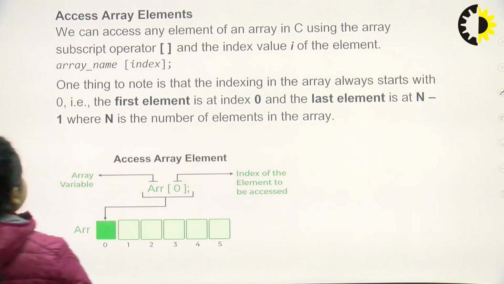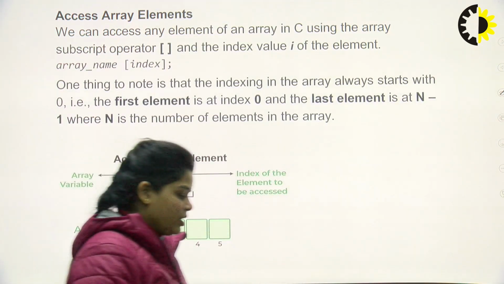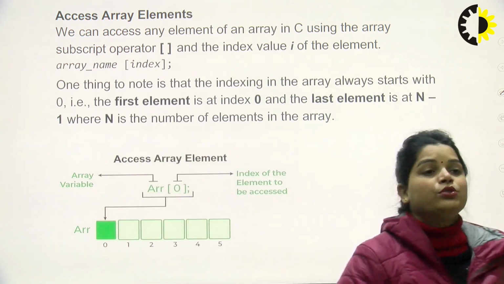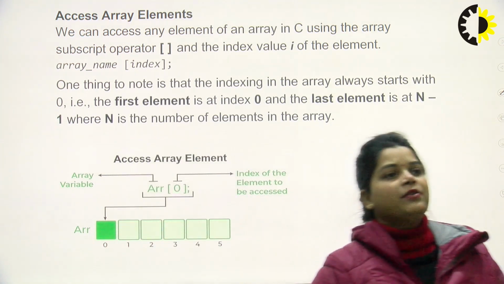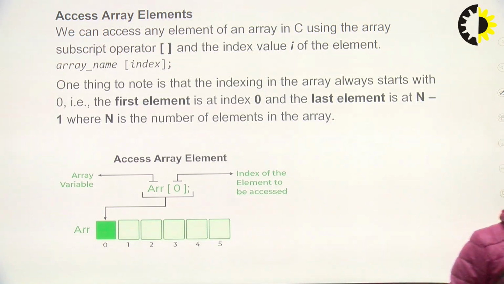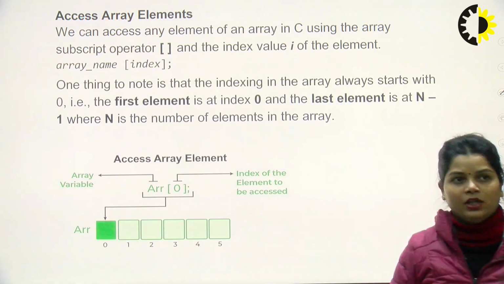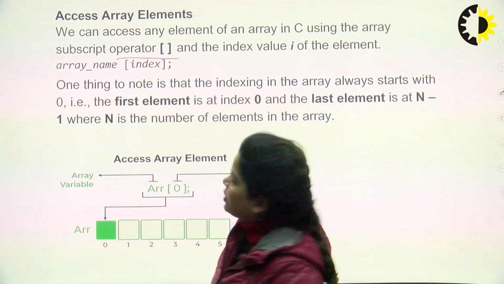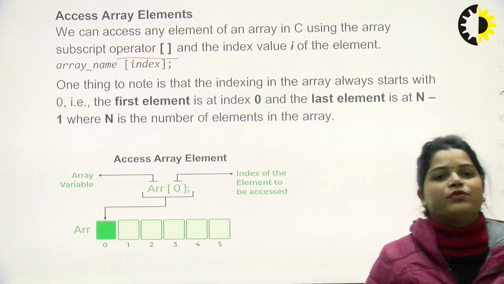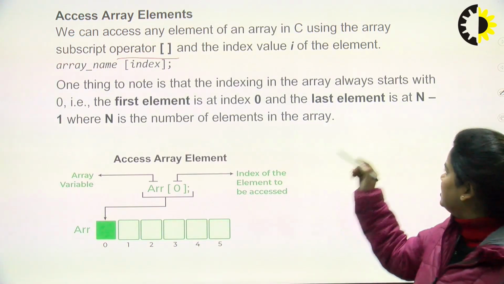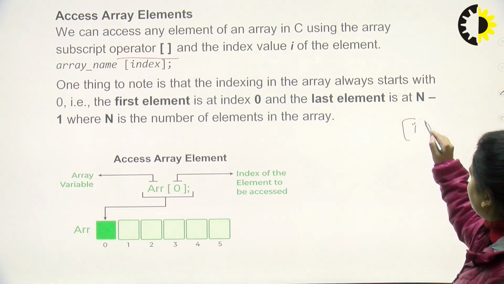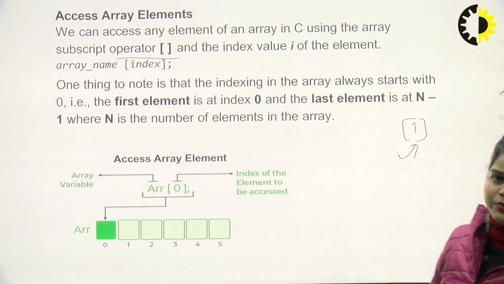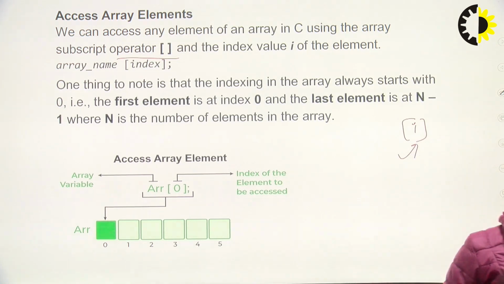Now, what is accessing array elements? Access means how to get those elements, how to display those elements. We can access any element of an array in C using the array subscript operator. The index value of the element goes inside it, whatever position we want to fetch, we put that index and we get that element.